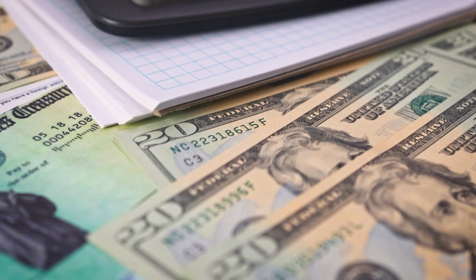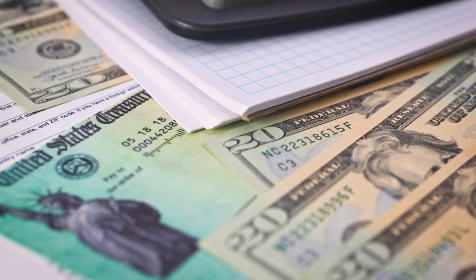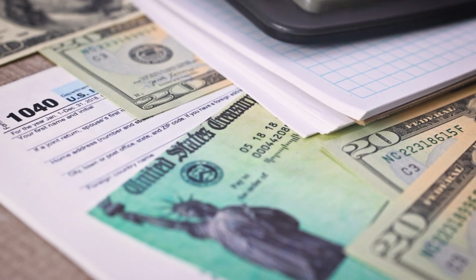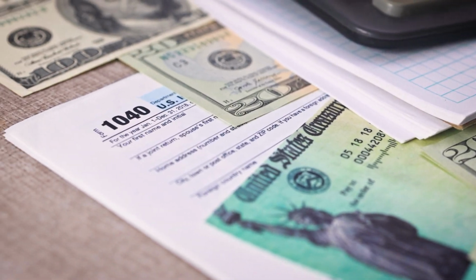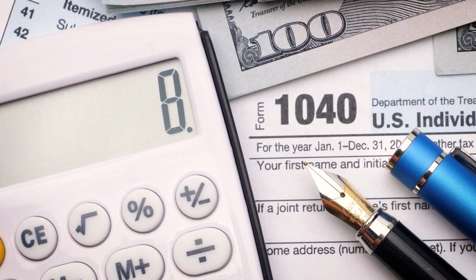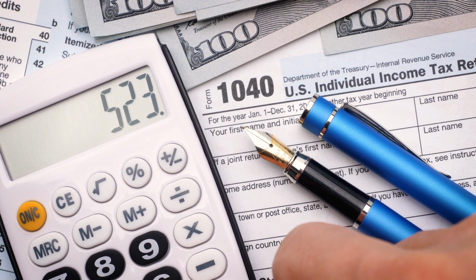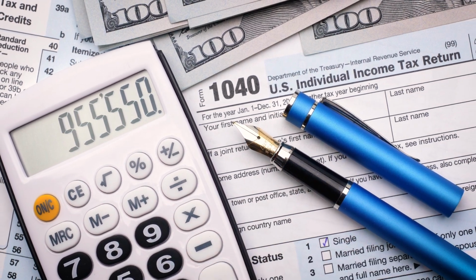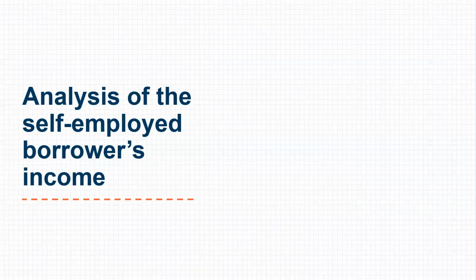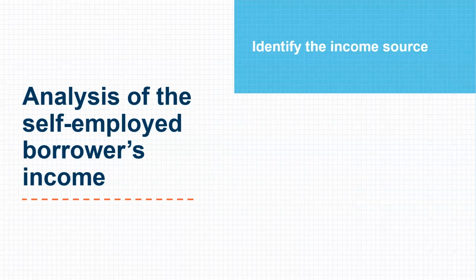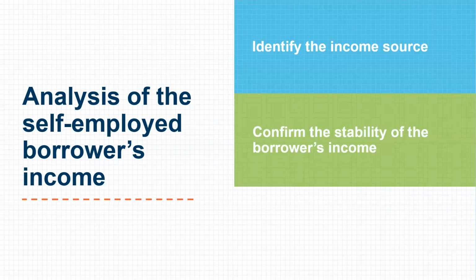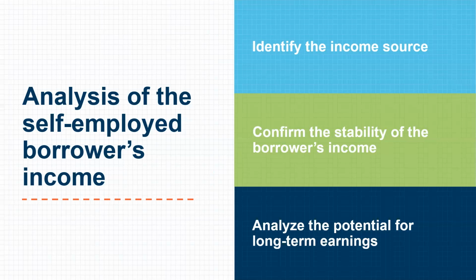When it comes to how we look at self-employed income, it seems like accountants and mortgage professionals speak 2 different languages. Your self-employed borrower, along with their accountants, are experts at reducing their taxable income. But that is not our concern from a mortgage qualifying perspective. When the borrower is relying upon self-employed income to qualify for a loan, our focus is to identify the income source, confirm the stability of the borrower's income, and analyze the potential for long-term earnings.